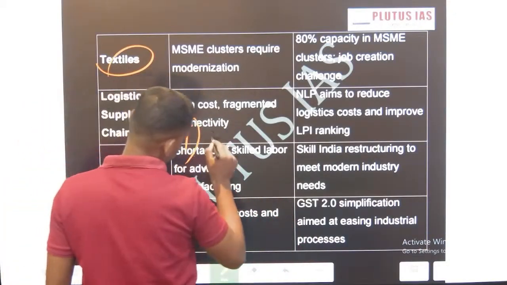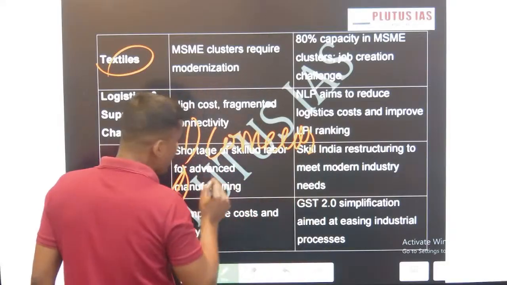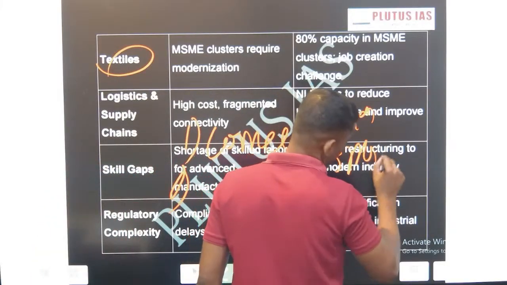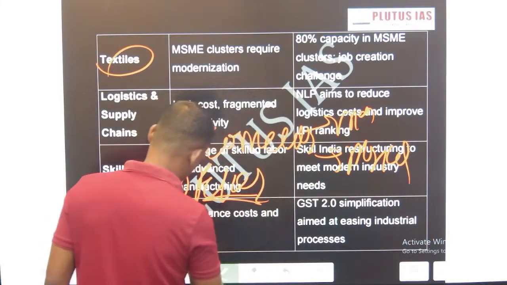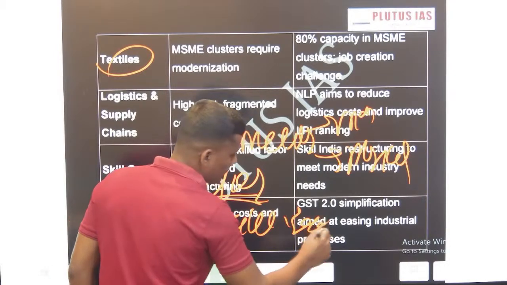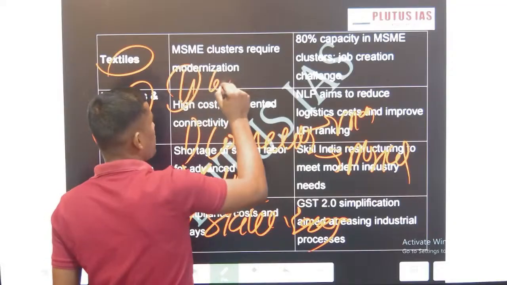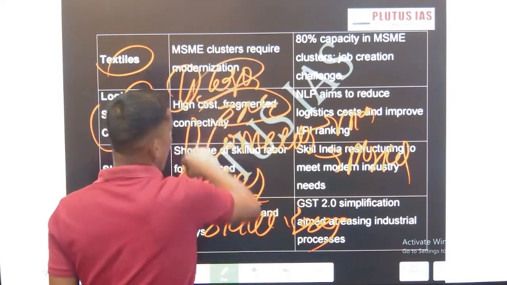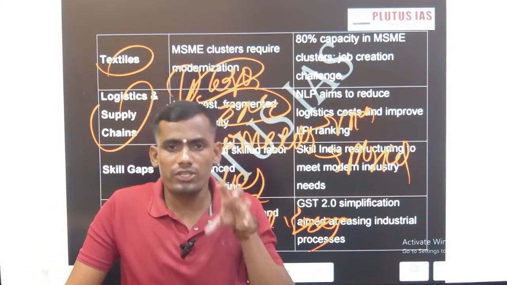The first one is connectivity, both digital connectivity and physical connectivity. Then policy related issues, then skill related issues. The fourth one will be logistics costs and infrastructure gaps. So all these issues are hampering India's manufacturing sector.